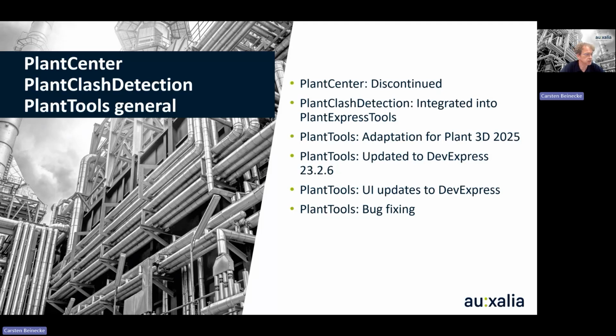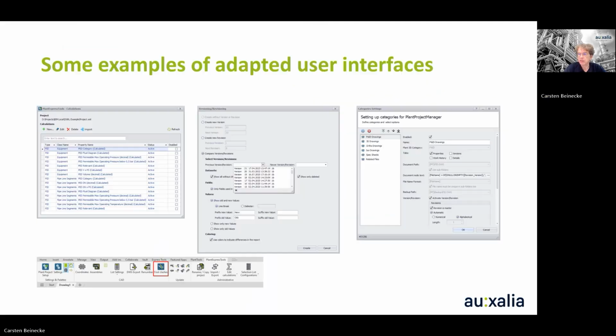We typically try to fix especially critical or important bugs right away with the next release, and we try to keep a short release interval. Okay, so some examples of user interfaces.